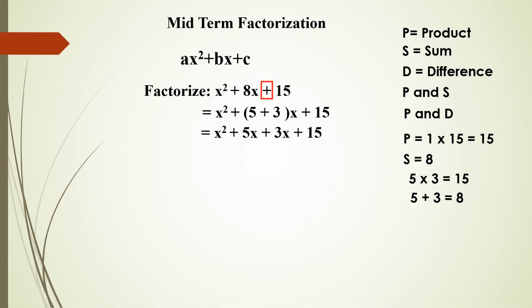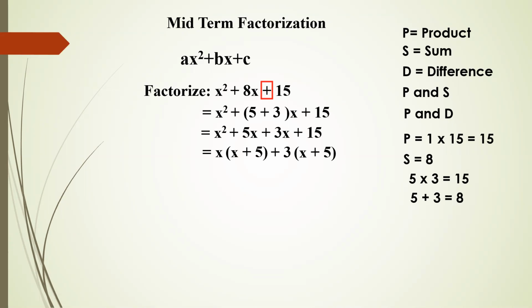From the first group, what is the common? It seems like x is common. So let's take the x common, then the x plus 5 will remain. From the second group, what is the common? It is plus 3 that is common. So let's take the plus 3, then we'll be getting x plus 5.